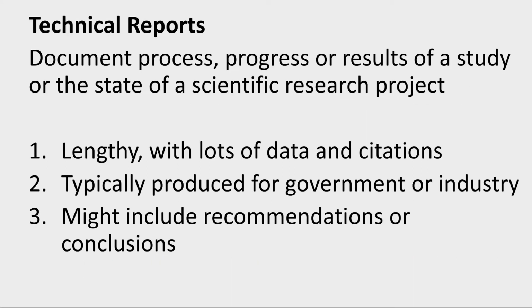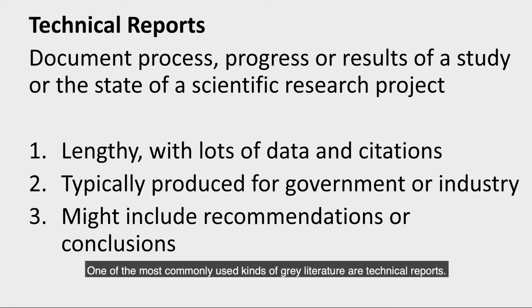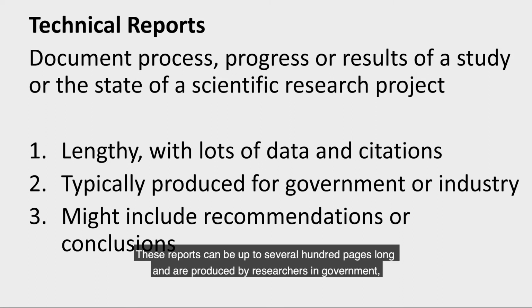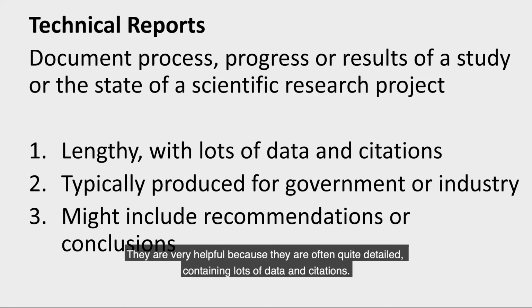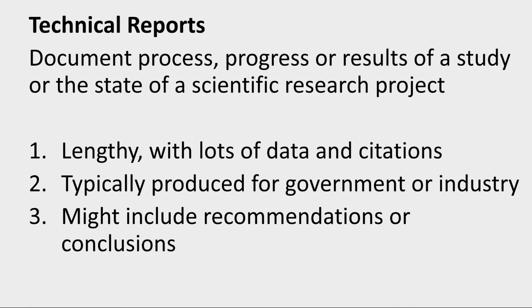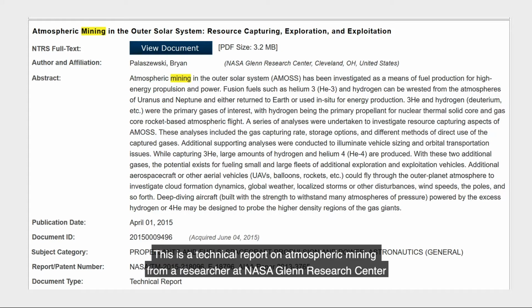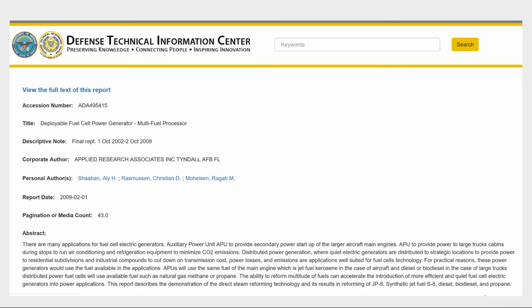One of the most commonly used kinds of gray literature are technical reports. These reports can be up to several hundred pages long and are produced by researchers in government, academia, and industry. They are very helpful because they are often quite detailed, containing lots of data and citations. For example, this is a technical report on atmospheric mining from a researcher at NASA Glenn Research Center. Looking for something a bit more Earth-based? This second technical report about fuel cell generators is in the Department of Defense's DTIC, or Defense Technical Information Center.